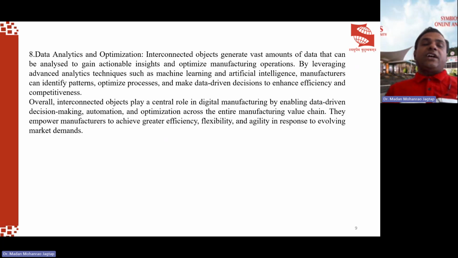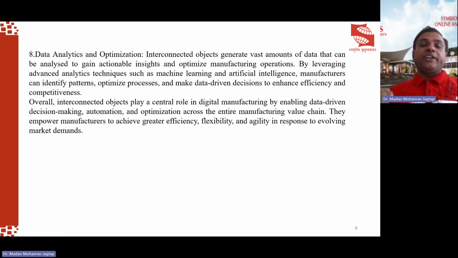So, with the help of data analytics and optimization, the interconnected objects leverage various decisions through whatever data is collected. They also help in enhancing the efficiency and competitiveness in the market.